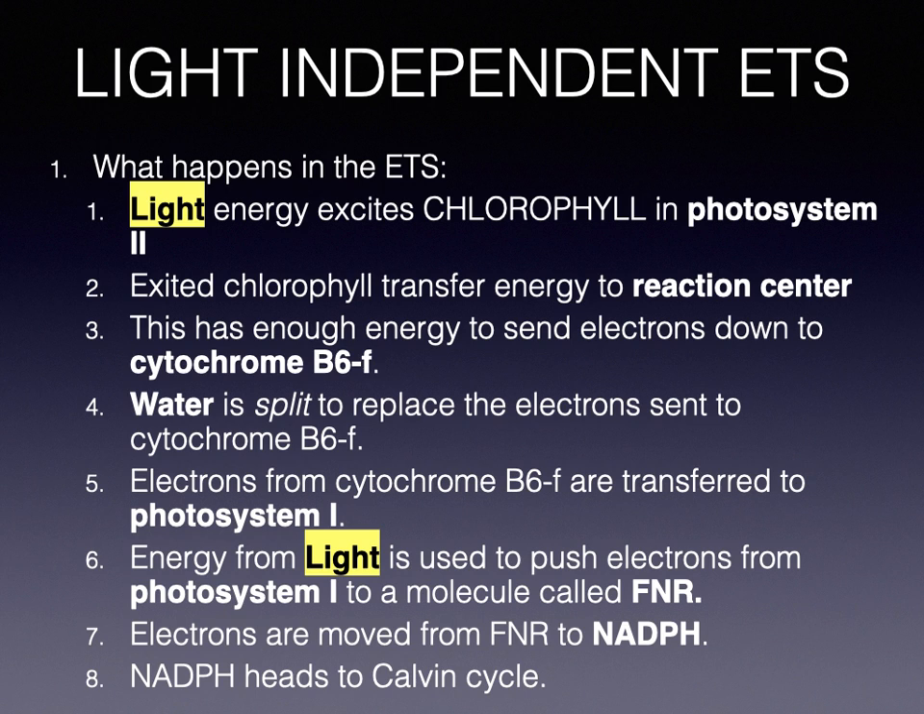Water is then split to replace the electrons sent to cytochrome B6F. The electrons from cytochrome B6F are then moved to photosystem 1. They need another kick of energy to move them to the next molecule called FNR. And then they go from FNR to NADPH. And then NADPH, the plant electron pirate, is going to take those over to the Calvin cycle. And more about the Calvin cycle in a moment.